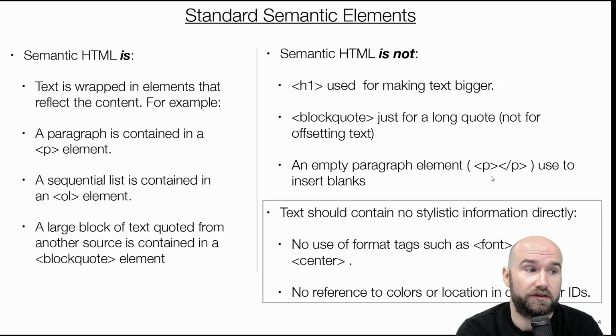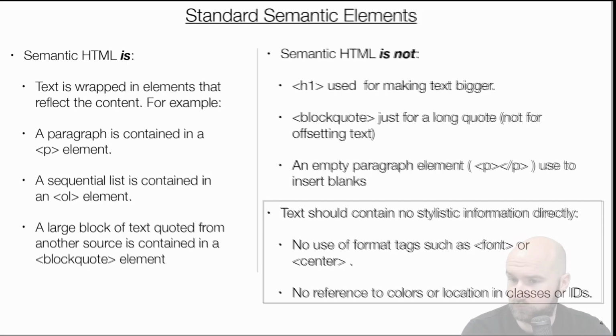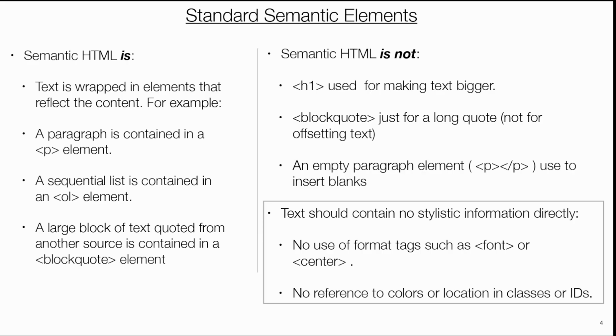So, semantic HTML, some definitions. It is text wrapped in elements that reflect the content. So a paragraph is contained in a P element. So you've already seen those. A sequential list is contained in an ordered list element, and a large block of text quoted from another source is contained in a block quote element. So you've already seen some of these already.